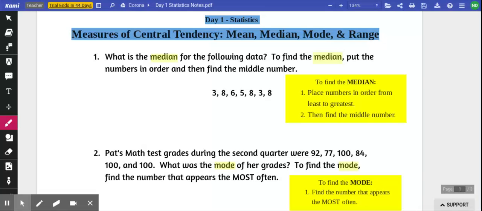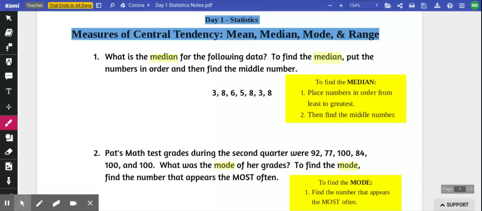Okay, so first question here says, what is the median for the following data? And I put some helpful hints and tricks and procedures to help you guys remember how to find all these measures of central tendency. So to start, to find the median, we're looking for the middle number in the set of data. So there's two steps we have to take in order to find the median. Step one is to place the numbers in order from least to greatest.